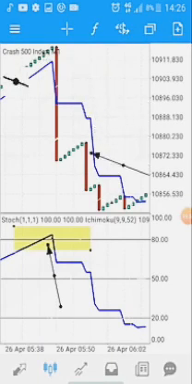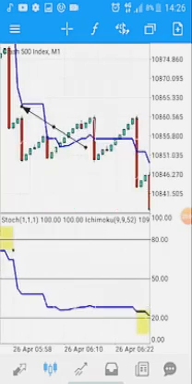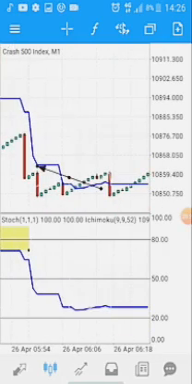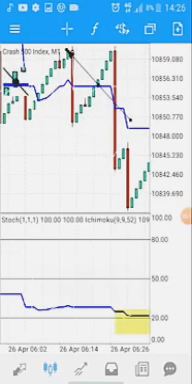Look, we could have missed this because our conditions are not made here. We can't enter here. Our conditions still are not made. You've seen? But here, our conditions are made. We could have entered there. You've seen? We could have caught this spike. We could have entered here. We could have caught this spike.